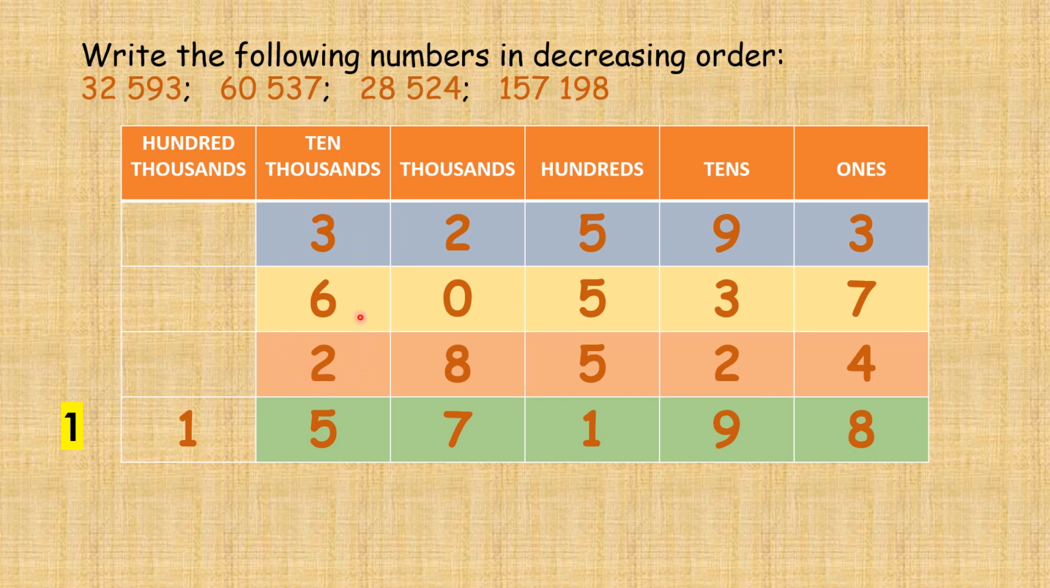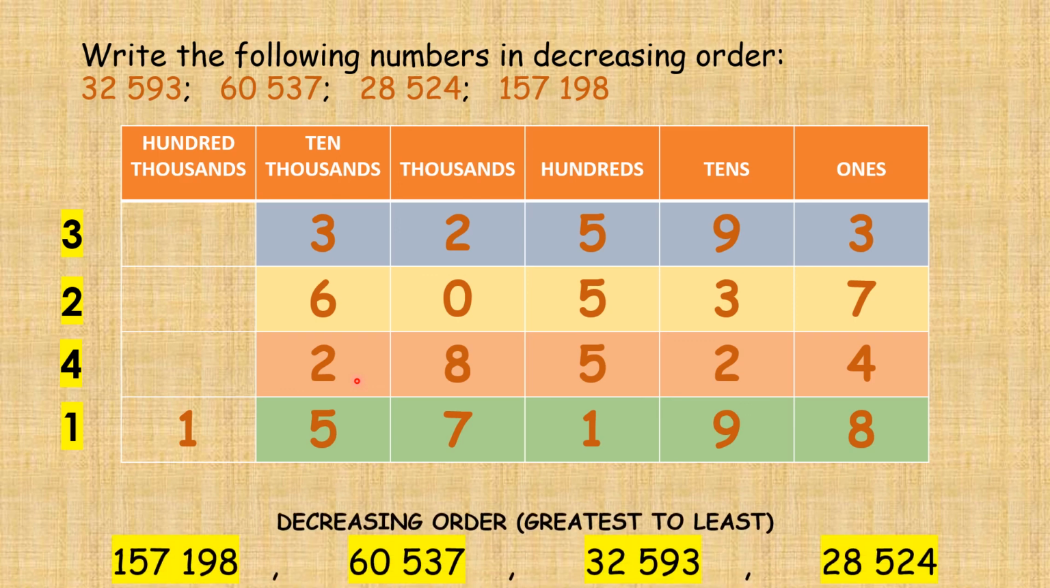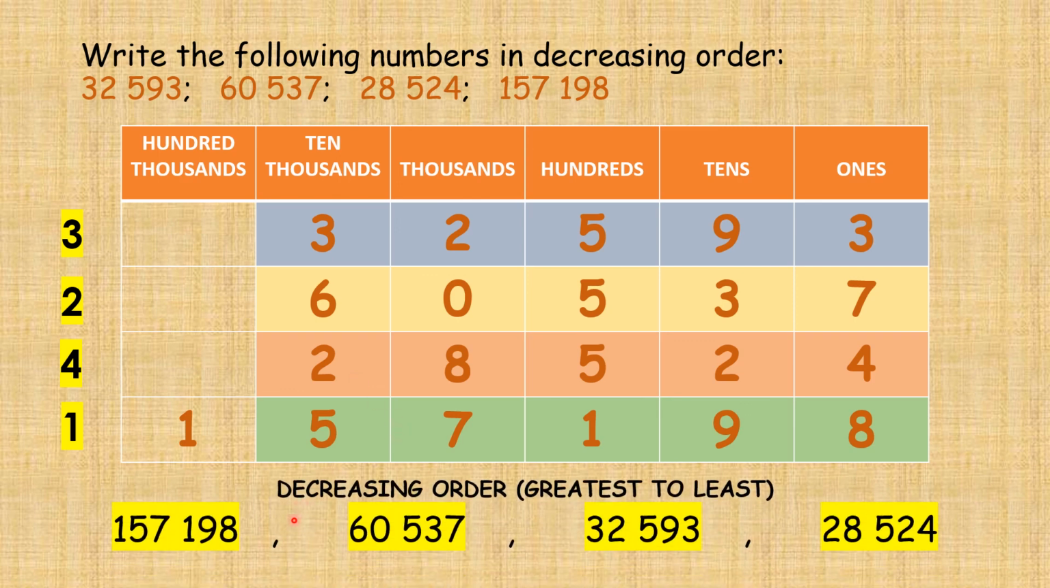Since 6 is the greatest among the three, we mark this number as the second number, followed by the one with the 3 in the 10,000s place, and the least will be 28,524, since this number has the least value in 10,000s place. So we write in decreasing order 157,198, 60,537, 32,593, and 28,524.